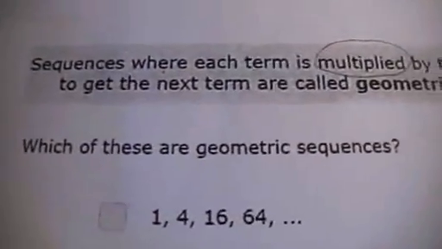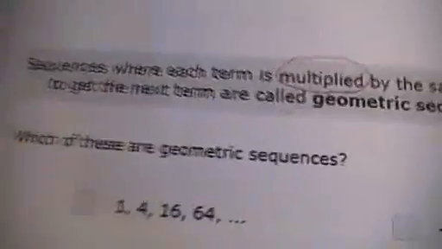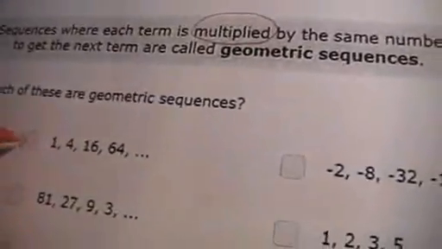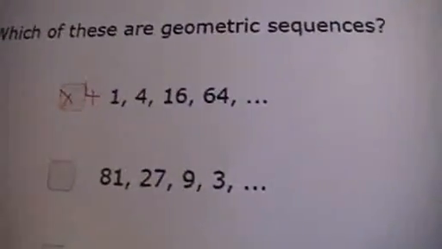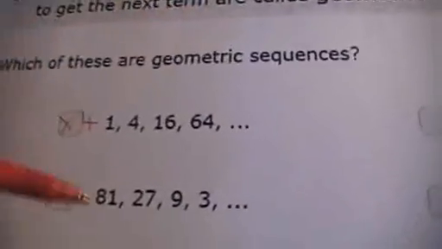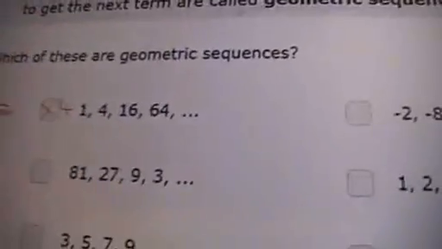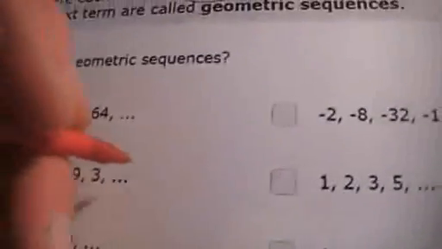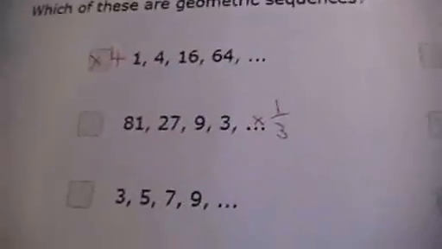So which of these are geometric? Well, first one's geometric. You're multiplying by 4. So it's geometric and you are timesing by 4 each time. Second one is geometric. Now it's multiplied. So that's actually divided by 3. But instead of dividing by 3, that's the same as, I'll write them here because it looks better, multiplying by a third. So it's always multiplying with geometric sequences.